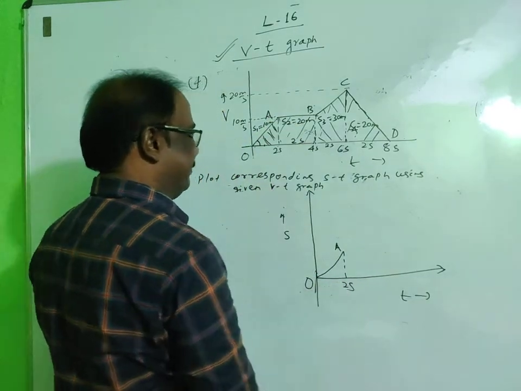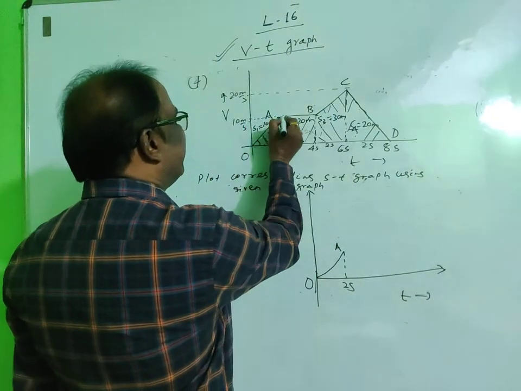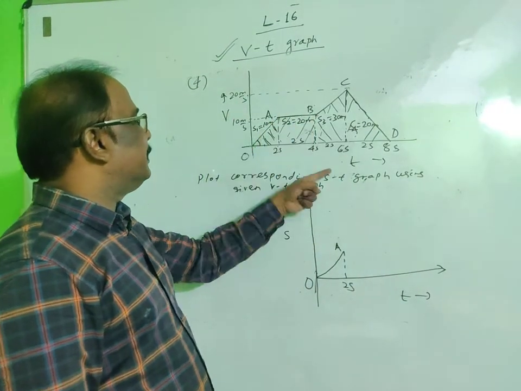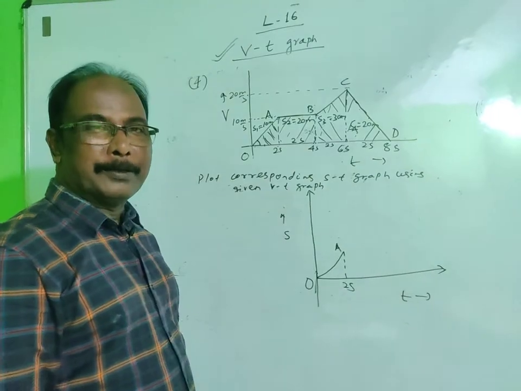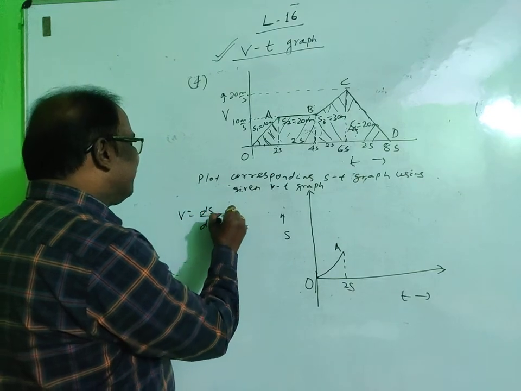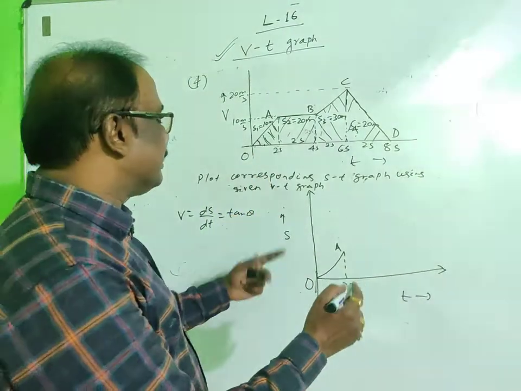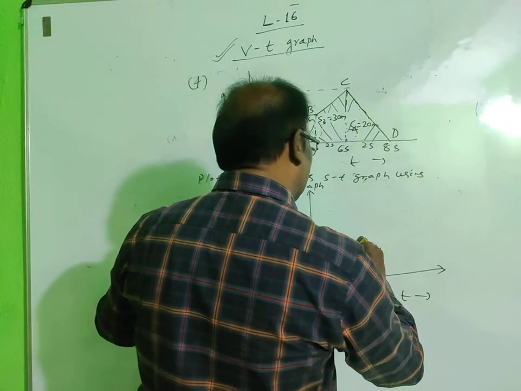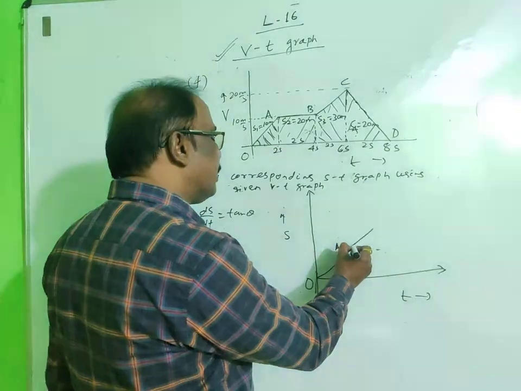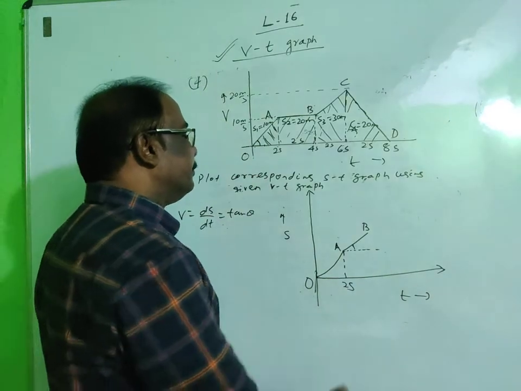and this time is 2 seconds. The graph is a curve bending upward. Then in the region AB, velocity is constant, meaning the VT graph is parallel to the time axis. Then for the displacement-time graph, v is equal to ds by dt is equal to tan theta. Here velocity is constant, tan theta is constant, theta is constant. So theta constant means the graph is a straight line making a constant angle with the time axis. This is the angle, and this region is from A to B. Fine.